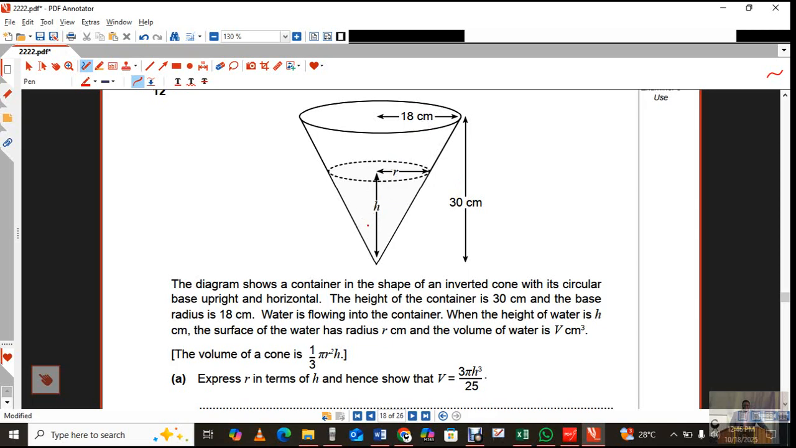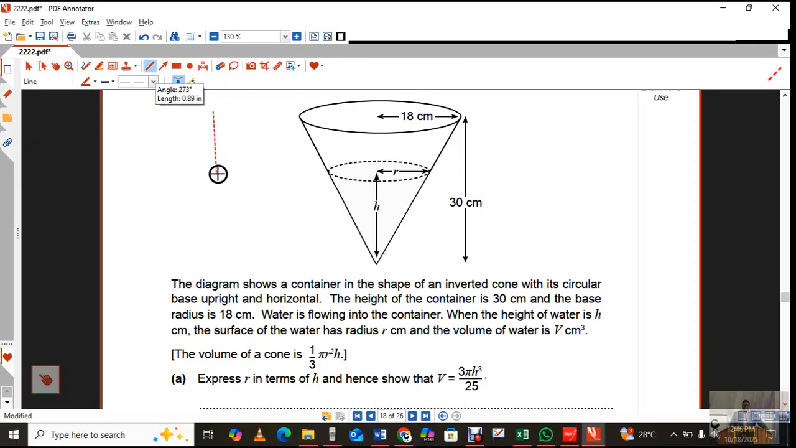Now, what I'm also seeing here is they say water is flowing into the container when the height of the water is h, as you can see, a little nicely in blue. The surface of the water has a radius of r, and the volume of that is going to be v. Okay. They want us to express r in terms of h, which means we need to find our h or r first, and then we need to be able to see what is the volume of the water that is in there.